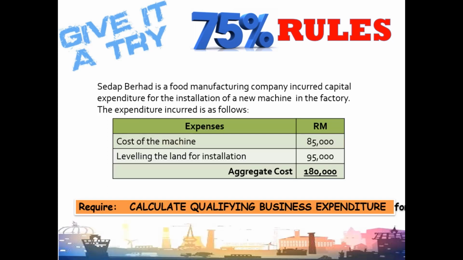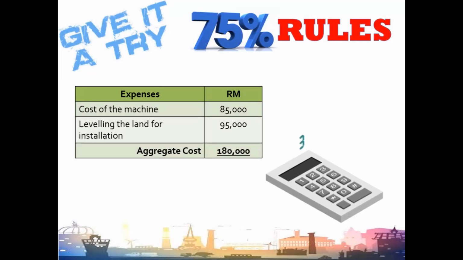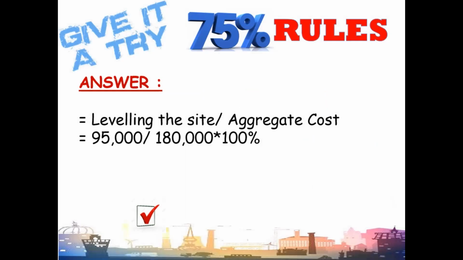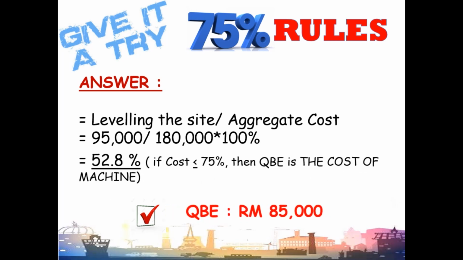Okay, so let's have a look at the answer. Leveling the site is 95,000. You divide by 180,000, which is the aggregate cost, times 100. You will get this answer, 52.8%. So it is less than 75%. So the cost of QBE is only the cost of the machine, which is 85,000.